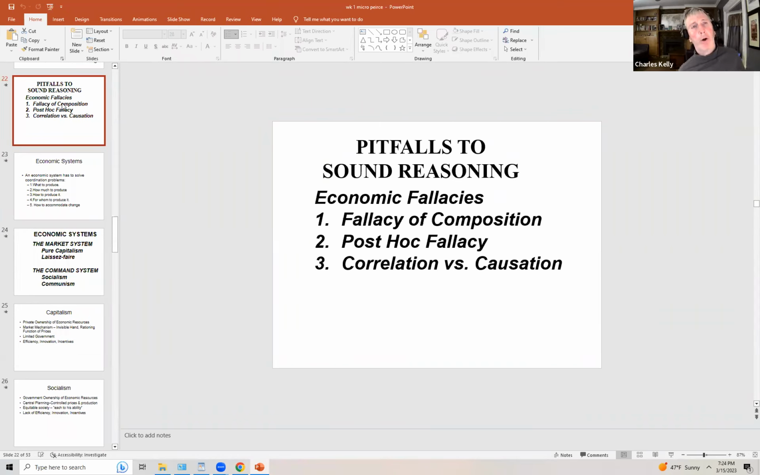The first one's called the fallacy of composition. What's good for the individual is good for the group as a whole. This will be important for us when we start looking at our market studies and such. We talk about pure competition, monopoly, oligopoly, monopolistic competition.